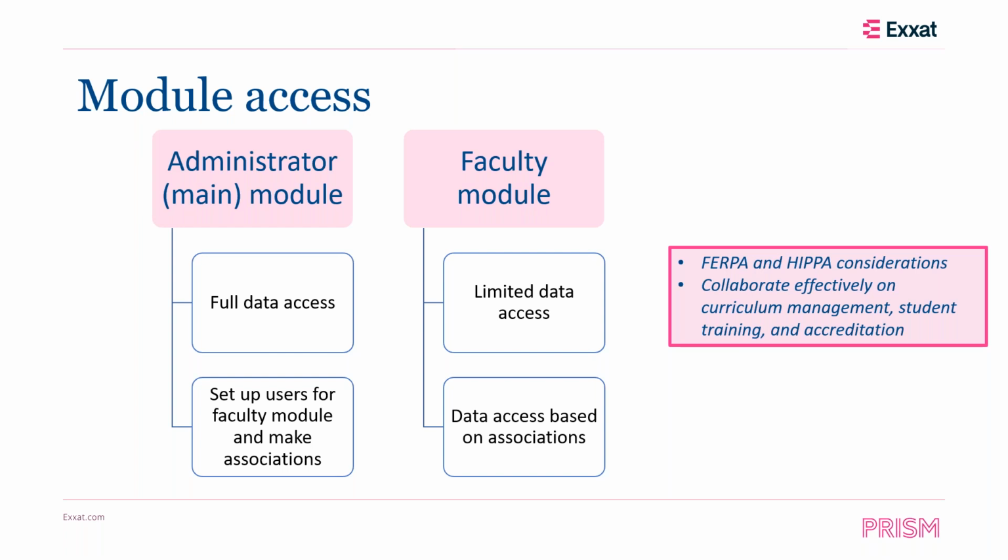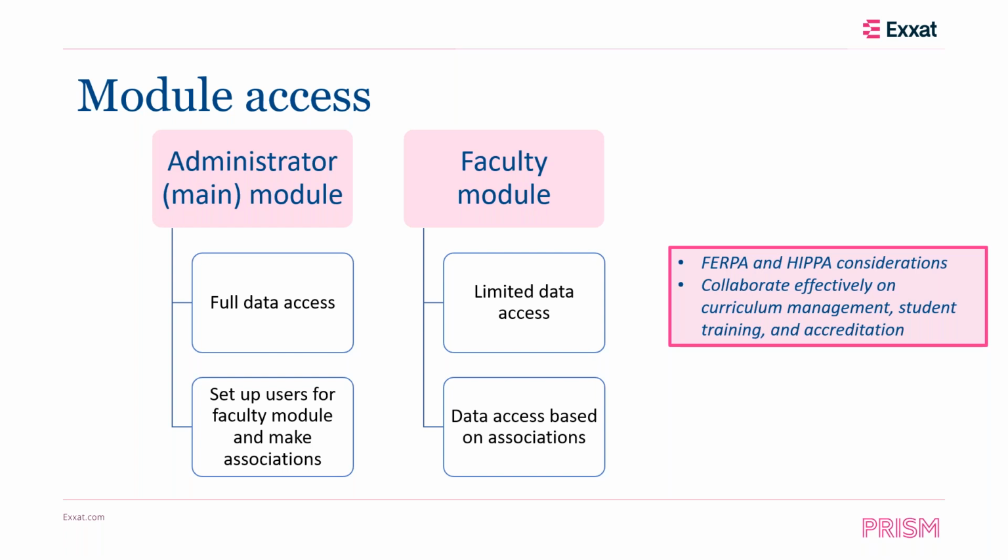When I talk about the administrator module, it's a full data access module where you can get access to all the data that is available in Prism. You can access your placements, students, courses, contracts, all the data. You can even set up the mappings for your faculties and make the association. This is what we call the administrator module, which is the full access. And there is another module called the faculty, which provides you limited access based upon your requirements.